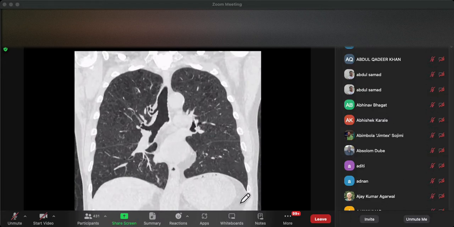Okay, patient's got emphysema. What's the normal variant? Tracheal bronchus, yeah, tracheal bronchus.